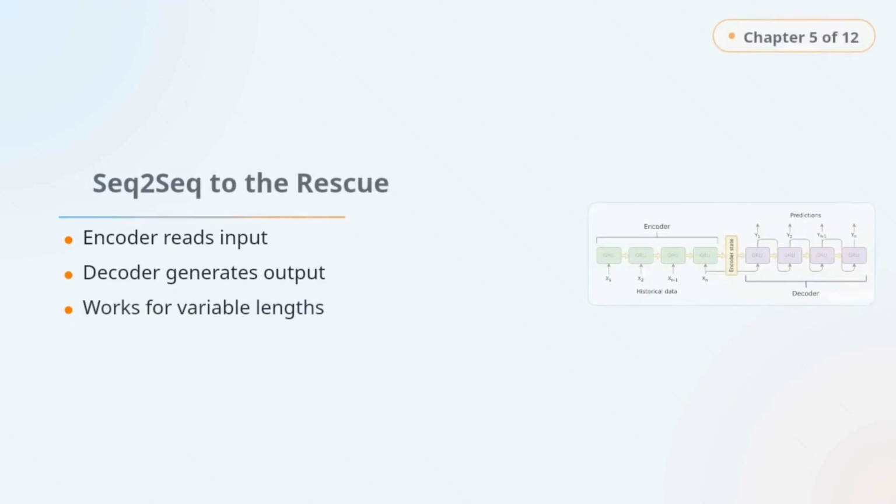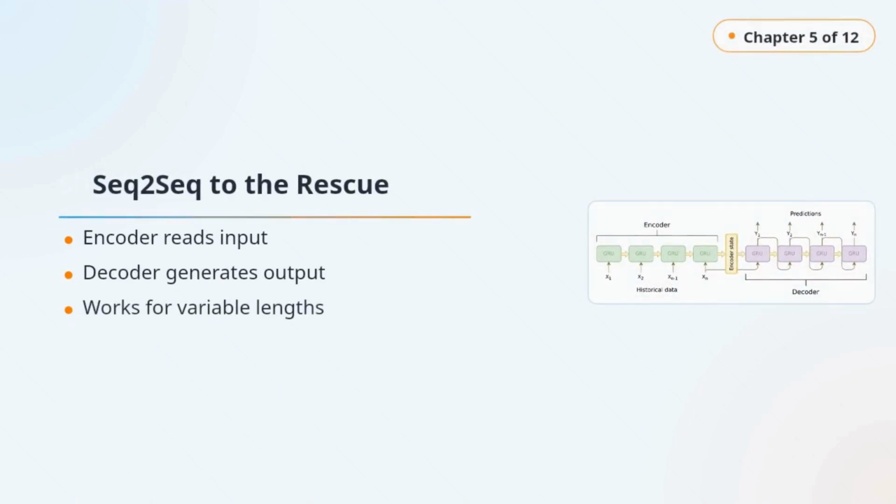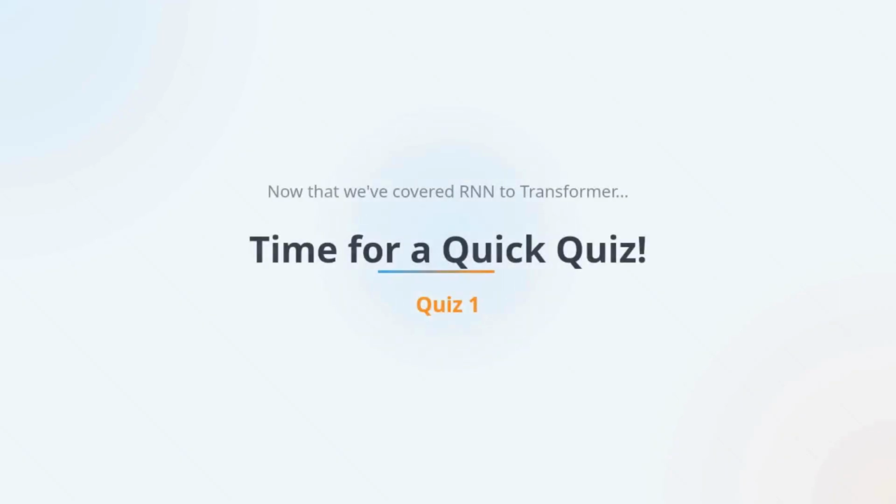Seq-to-seq introduced a very important idea. Use one network to encode the input sequence and another to decode the output sequence. This was useful because the input and output lengths could be different, which is very common in translation and summarization tasks. Now that we've covered RNN to transformer, let's test what we've learned so far. Here's quiz number 1. See if you can get it right.